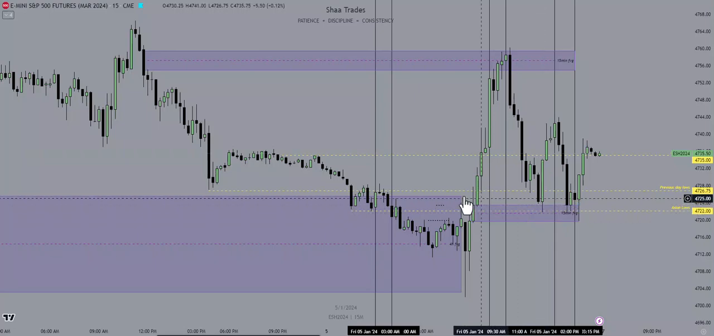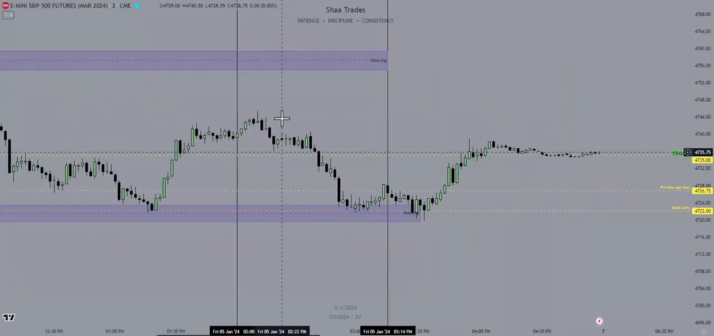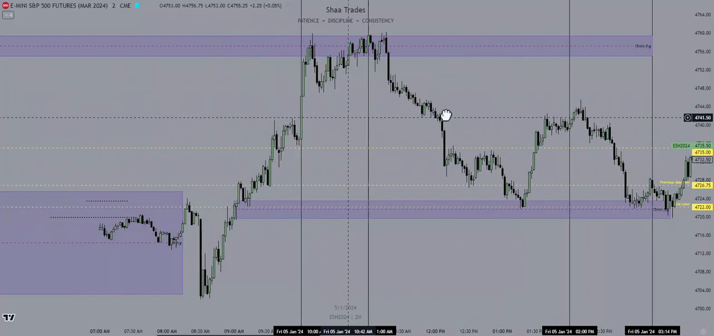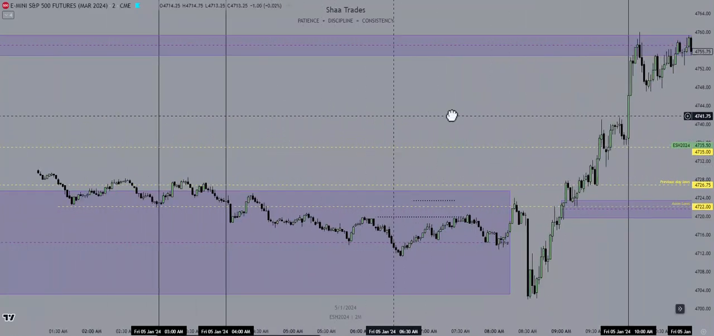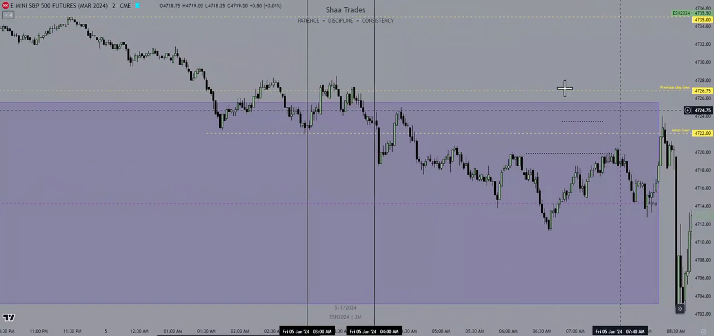So let's go into the first silver bullet, right? This is London, and London is my favorite time to trade the silver bullet, I should say. So let's drop down to the 2-minute chart. I'm going to go over to the London session here. All right.